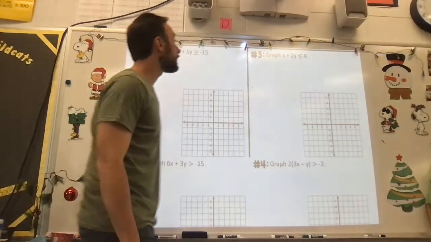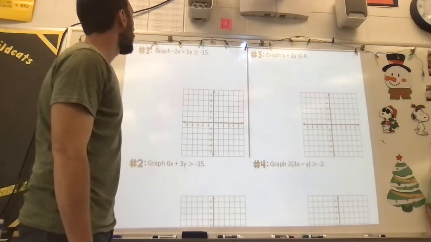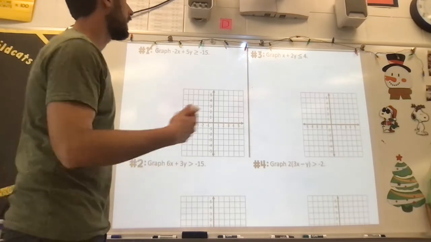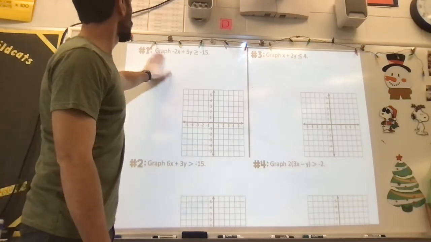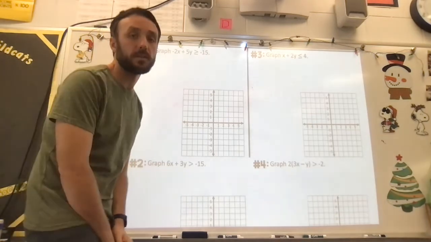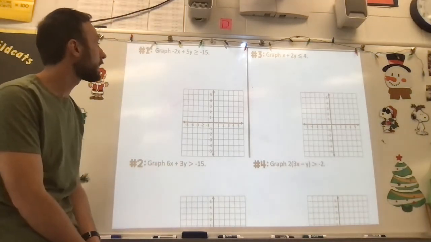Hey guys, video 2 for graphing linear inequalities. Now we are going to look at how it will possibly look on your homework. First one says graph negative 2x plus 5y is greater than or equal to negative 15.